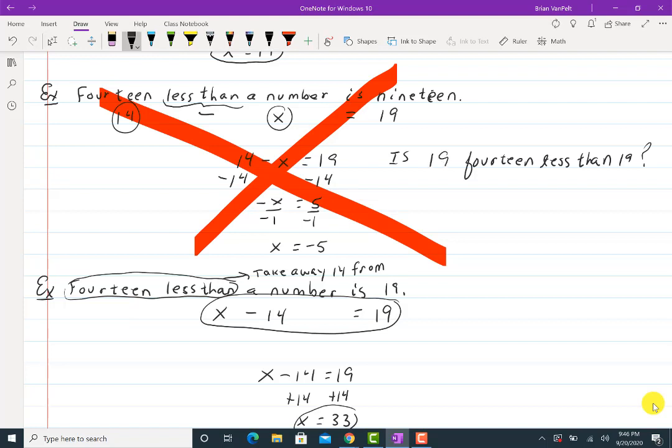Is 19 14 less than negative 5? No, 14 less than negative 5 is equal to negative 19. So if you do this wrong, get it backwards, you will get the negative of the answer. So you've got to be careful here.